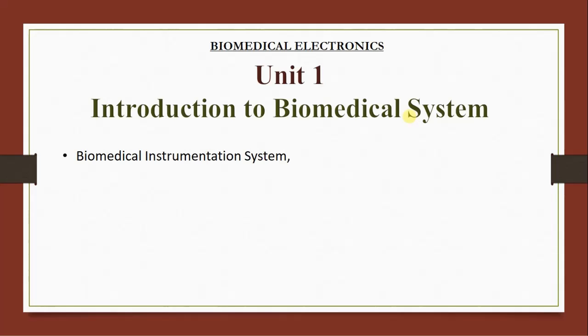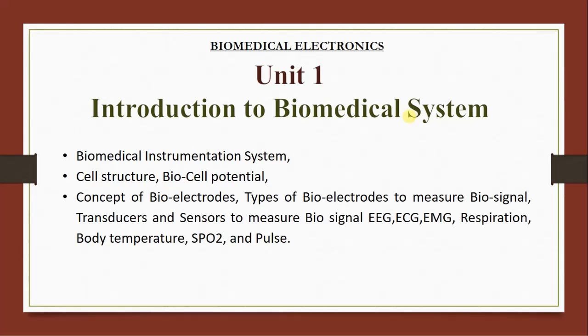The first thing you will learn is the biomedical instrumentation system, the cell structure, biocell potentials, how these biocell potentials are generated, the concept of bioelectrodes. These bioelectrodes are used to sense the biosignals or the biopotentials which are generated by different functioning of organs present in the human body. Then different types of bioelectrodes to measure biosignals, the transducers and sensors to measure biosignals like EEG, ECG, EMG, respiration, body temperature, the saturated oxygen level SpO2 and the pulse rate.